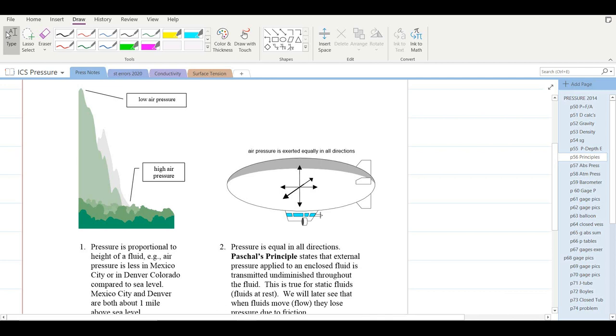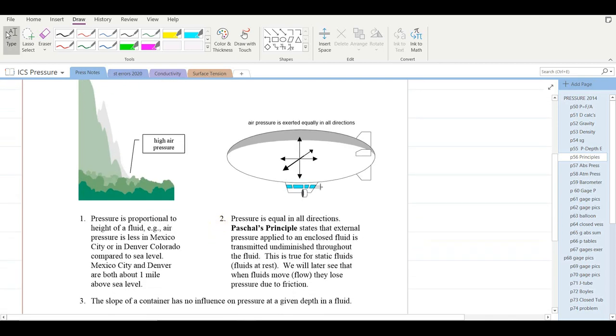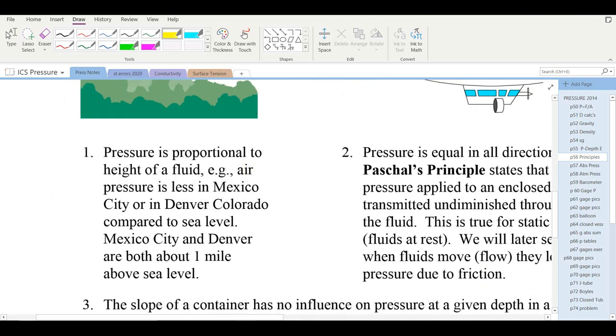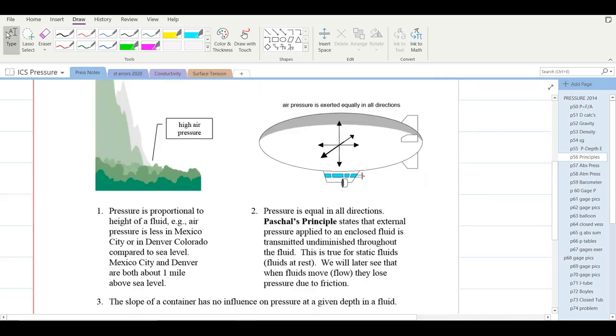For example, air pressure does not decrease linearly as you rise from the surface of the Earth, but there is still the relationship that the higher the altitude, the less the pressure, the closer to sea level, the greater the pressure. Air pressure is less in Mexico City or Denver, Colorado compared to sea level because Mexico City and Denver, Colorado are both about 1 mile above sea level.